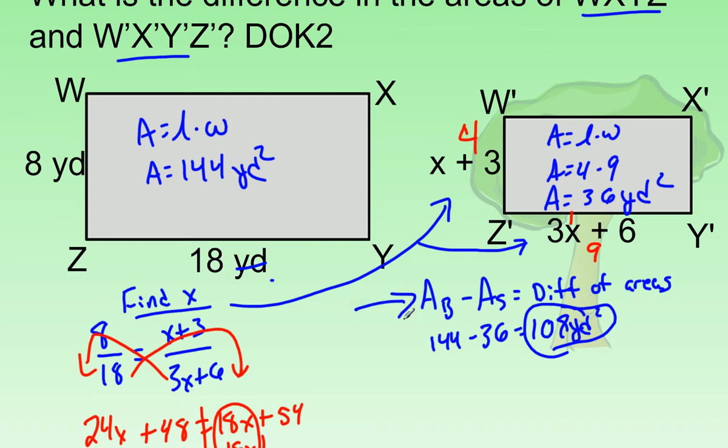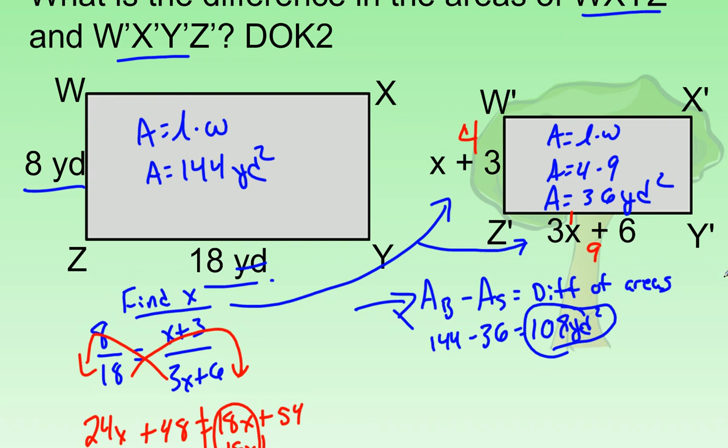So this was my big goal. I knew I had to find the area of the big one and subtract it from the area of the little one. Thankfully, in the big rectangle, I had my two side lengths already. I could find the area and plug it in. Easy. To find the area of the small one, I had to know what the x value was, because if I could plug in the x value, I could find the lengths of those sides.